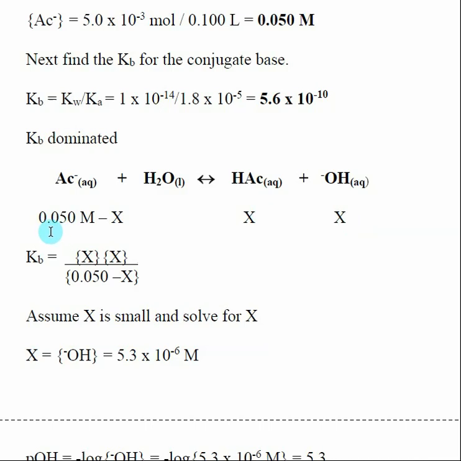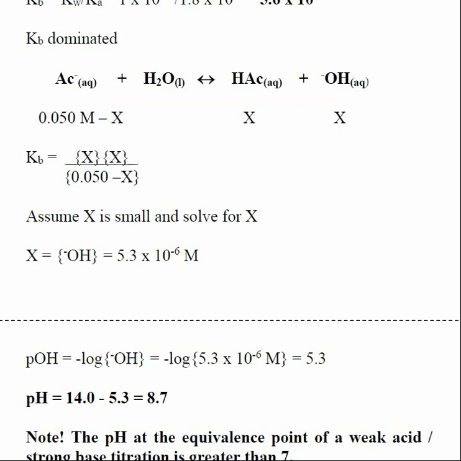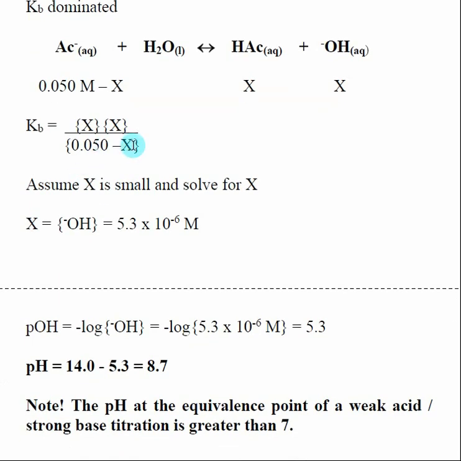So we say we start with 0.05 molar of our acetate. Some of that dissociates, X, to make X amount of acetic acid and X amount of hydroxide. We then write the Kb expression, products divided by reactants. Remember, water doesn't make it into it. We plug our algebraic expressions into the equilibrium expression. The same deal: we assume X is small, so this goes away, and we combine these two X's to make X squared, and then we solve for X. When we're done with that, we get an X value of 5.3 times 10 to the minus 6 molar.